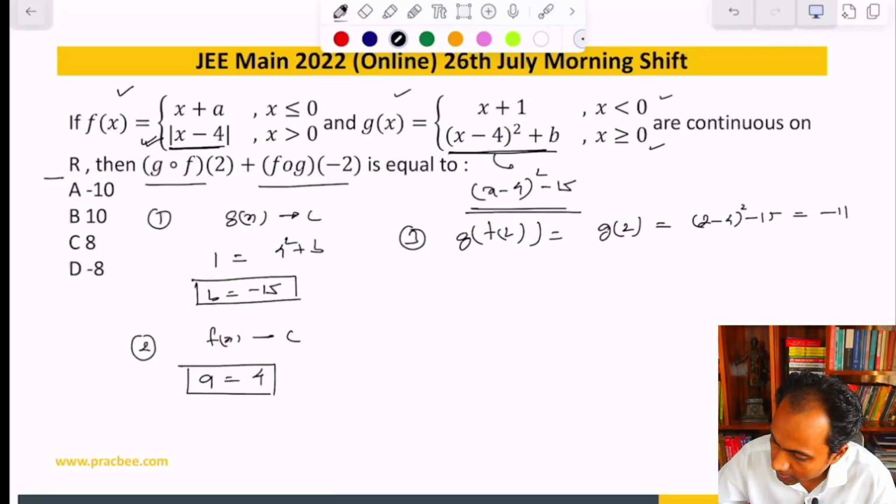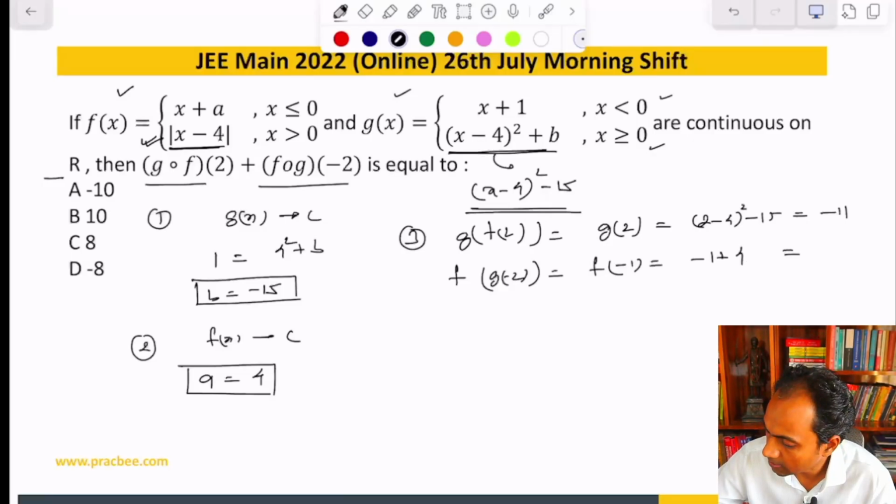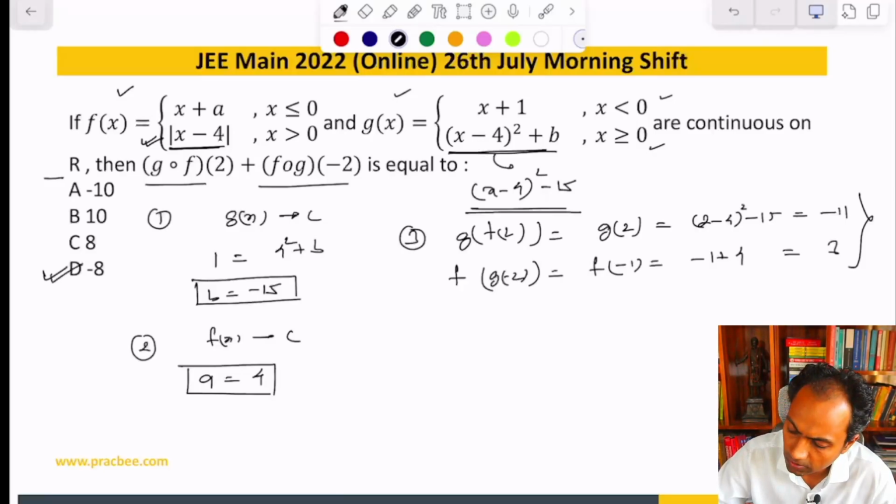Whereas, if I have to find the value of f of g of minus 2, I will have to put minus 2 in the first function. So that will become minus 2 plus 1, which is minus 1. And then I will take this value and put it in the first function. That will become minus 1 plus a, that is 3. The answer comes out to be 3. Now they are saying the sum of these two functions. So you can clearly see that it comes out to be -8, that is option D.